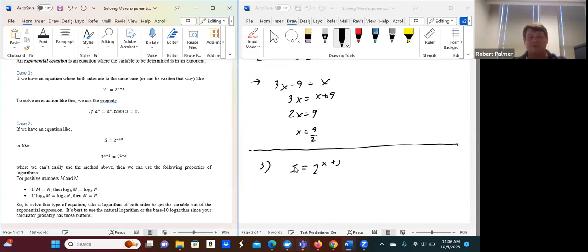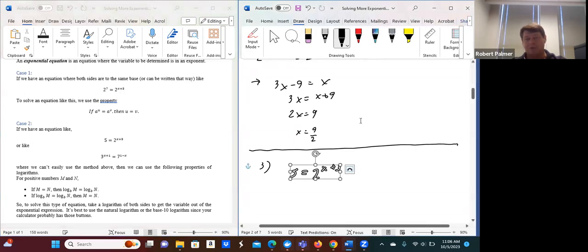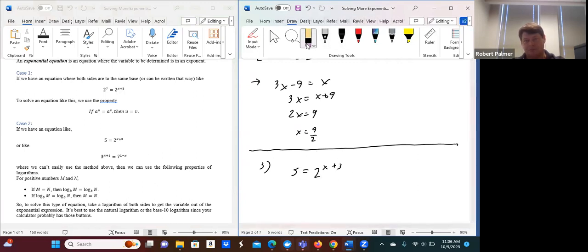It's not impossible, but there's no easy way to write 5 as a power of 2. You would have to use decimals or something like that. So there's another way of doing this.